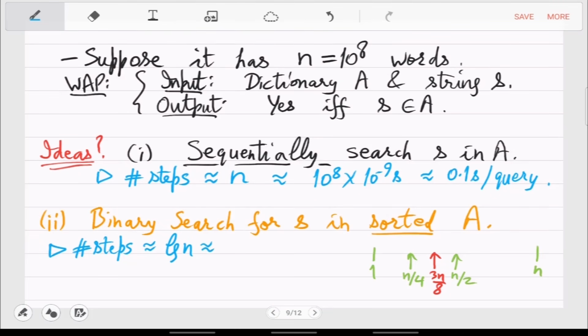which for 10 raised to 8 is only 24, around 24 times a nanosecond. Right, so that's extremely small. It's around 30 nanoseconds per query. Right, so there is a drastic fall in the number of steps or in time per query.